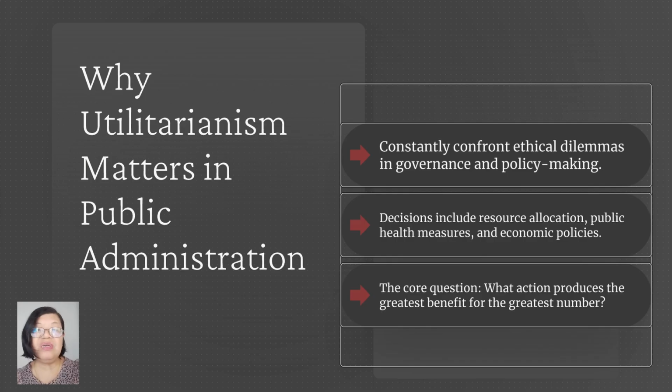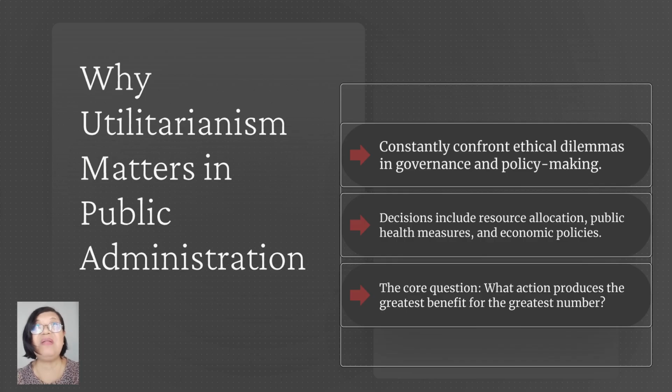Should we use the limited funds to go to infrastructure or to social welfare? Should we impose strict lockdowns during a pandemic? Or should government subsidize fuel prices and invest in renewable energy? Behind these decisions lies a central ethical question: what action produces the greatest benefit for the greatest number? That question captures the essence of utilitarian ethics.